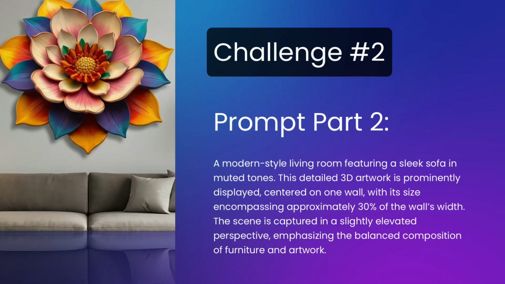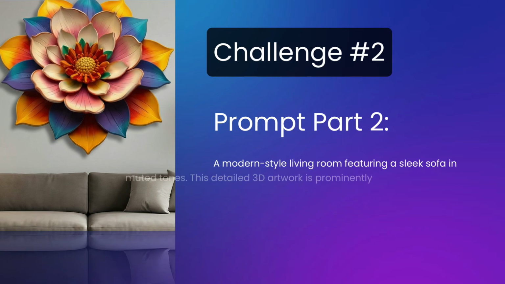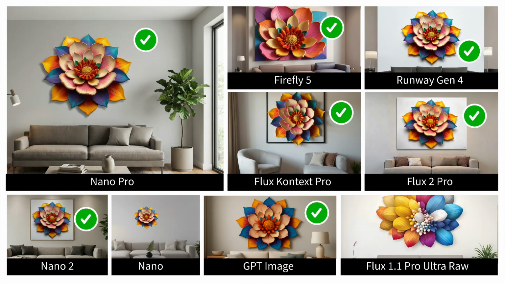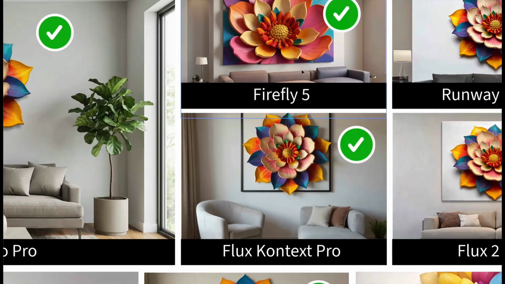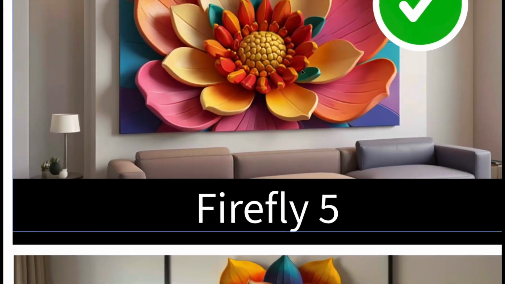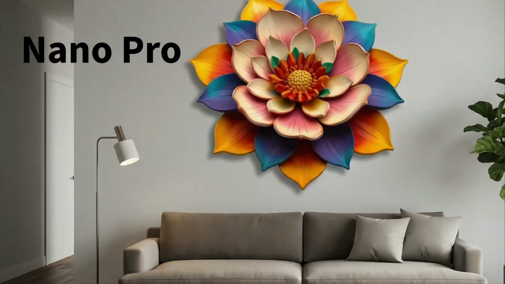Now for part 2. We're asking the AI models to place this piece of 3D artwork onto the wall of a living room. Most of the models did a great job at lighting and proportion. Some struggled with staying true to the original's colors. Although I really like the bright colors of Firefly 5's version, Nano Pro did a great job at focusing on the subject, getting the proportions right, and lighting that looked realistic.